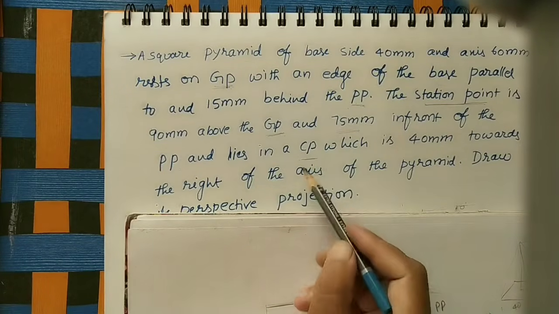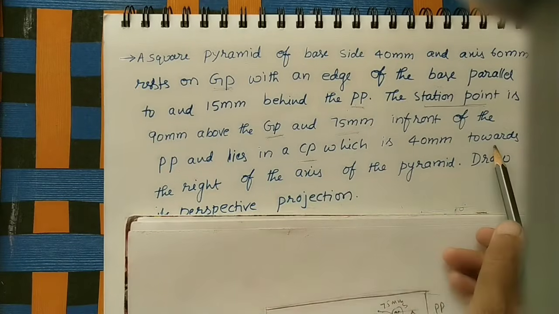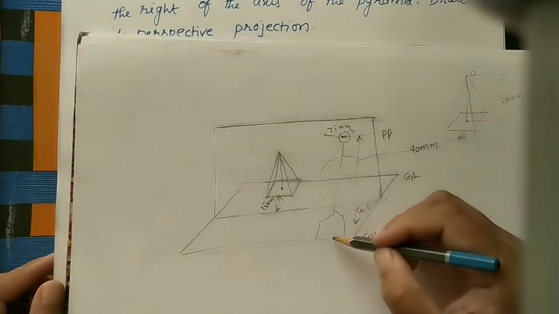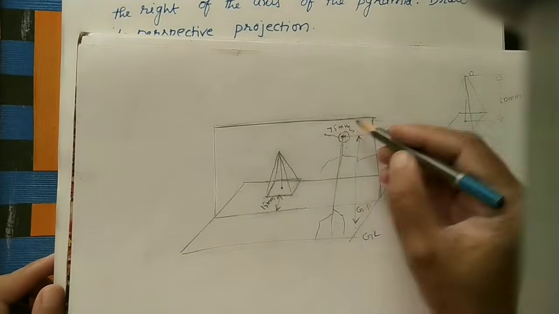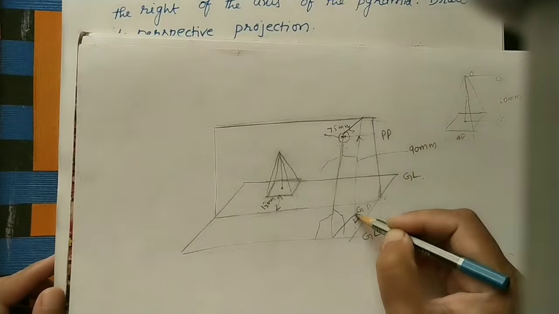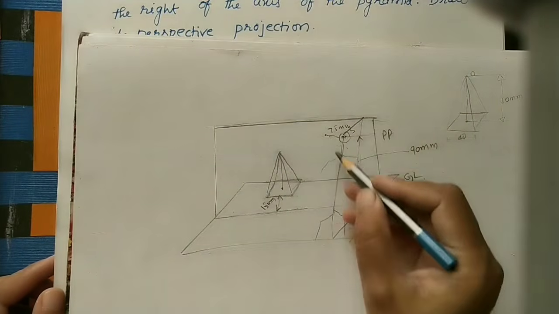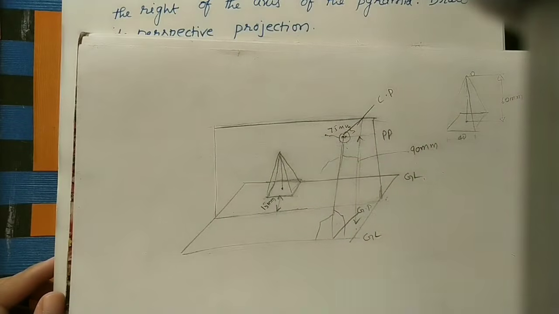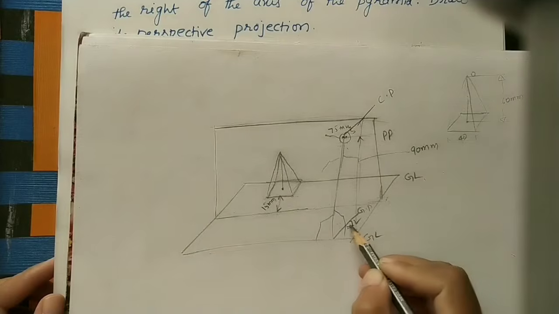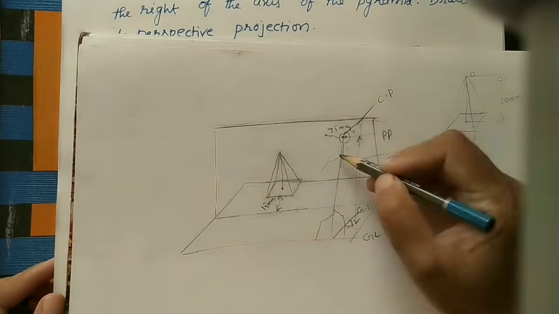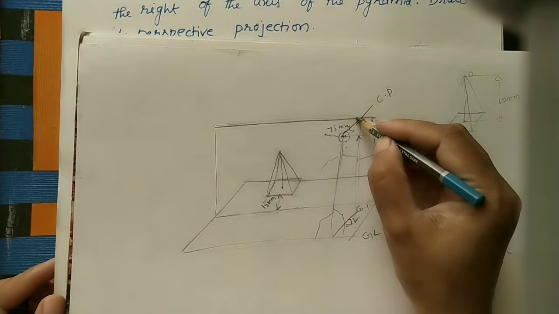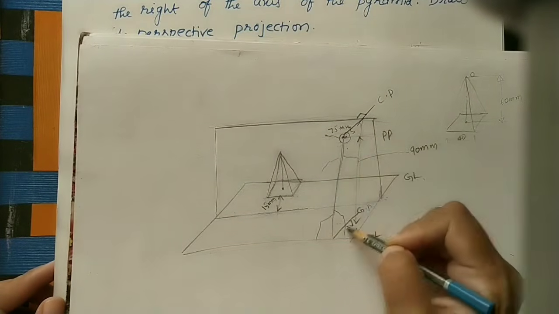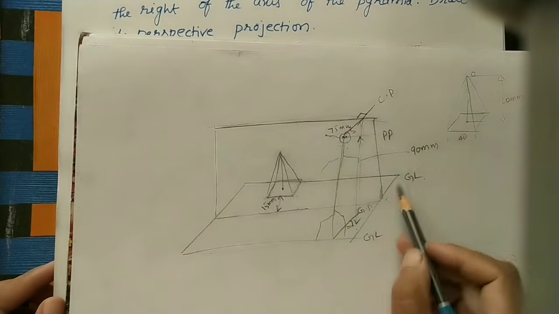And next, it lies in CP. CP means center plane. This center plane is 40 mm towards the right of the axis of the pyramid. Always remember, the center plane passes through the observer's eye, like a door. I am writing here CP. This center plane is perpendicular to the horizontal plane, that is 90 degrees, and also perpendicular to the picture plane.